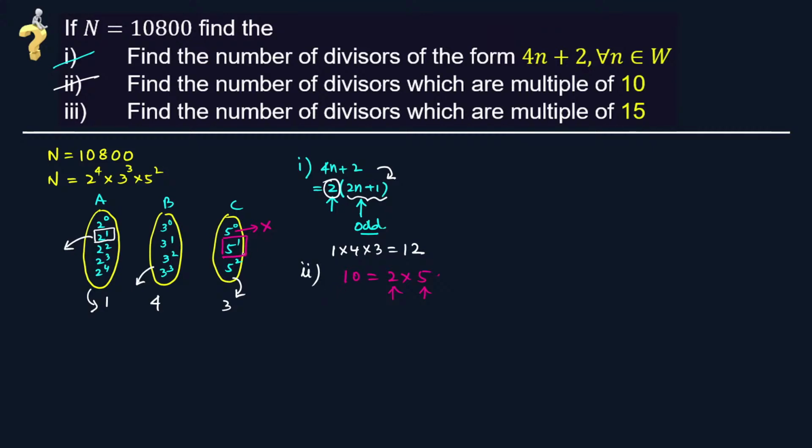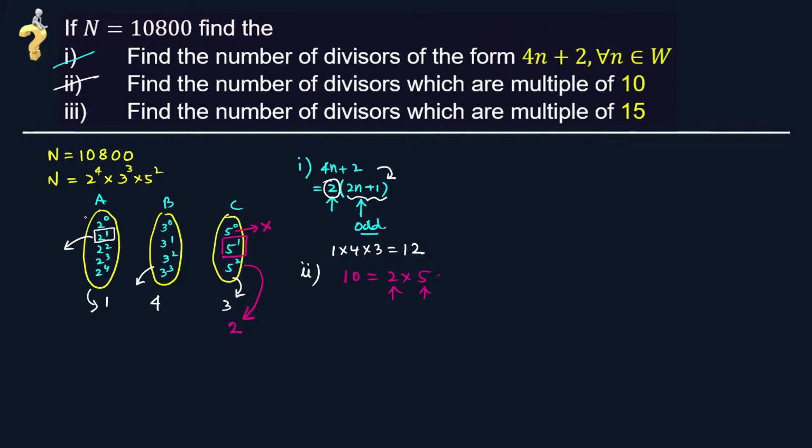Therefore, only 2 elements can be chosen from set C. Tell me yes or no. Either it is 5 to the power 1 or it is 5 square, because in both these cases we are going to get 10. So from set C we have 2 elements, any one of these 2 elements, so that can be selected in 2 ways.